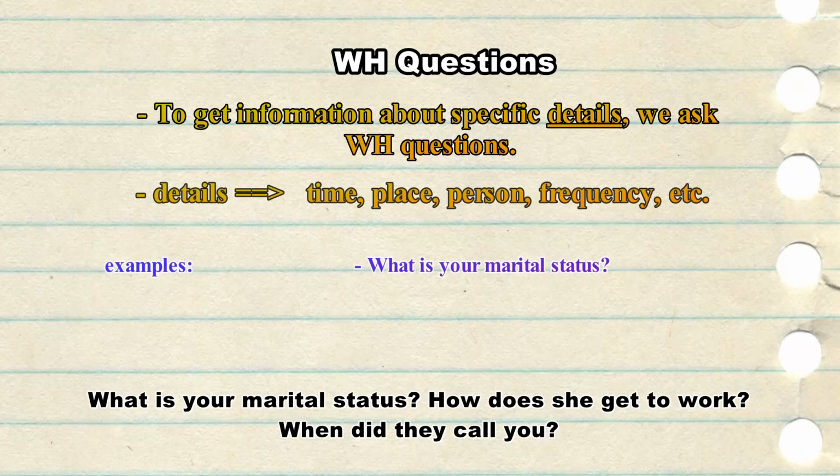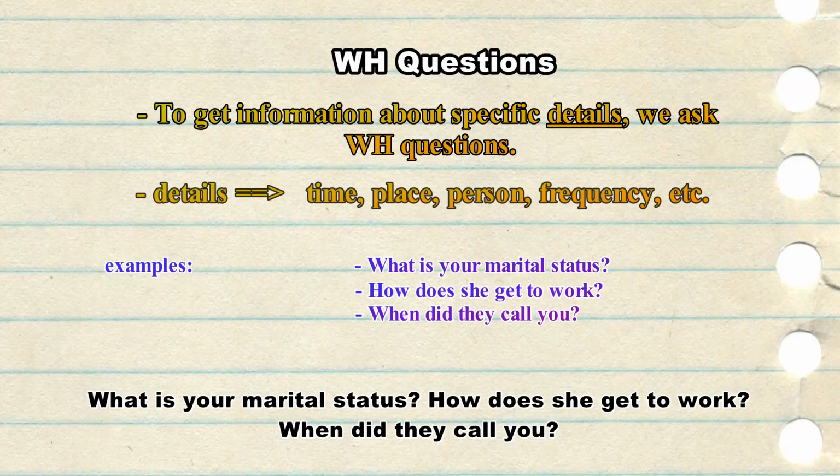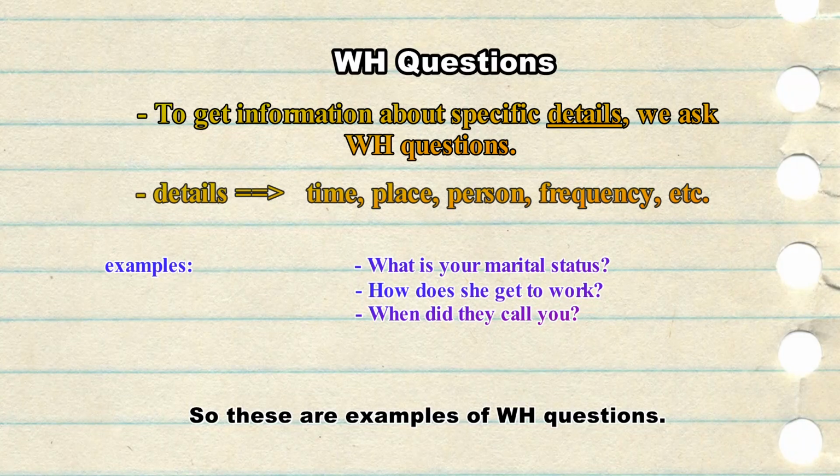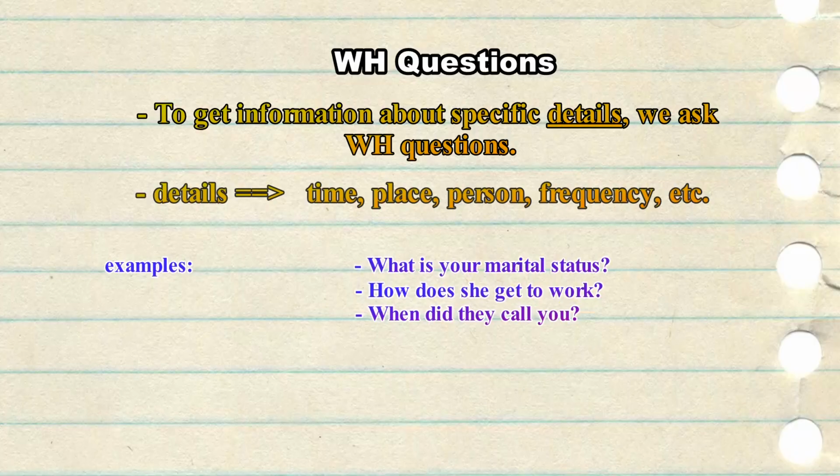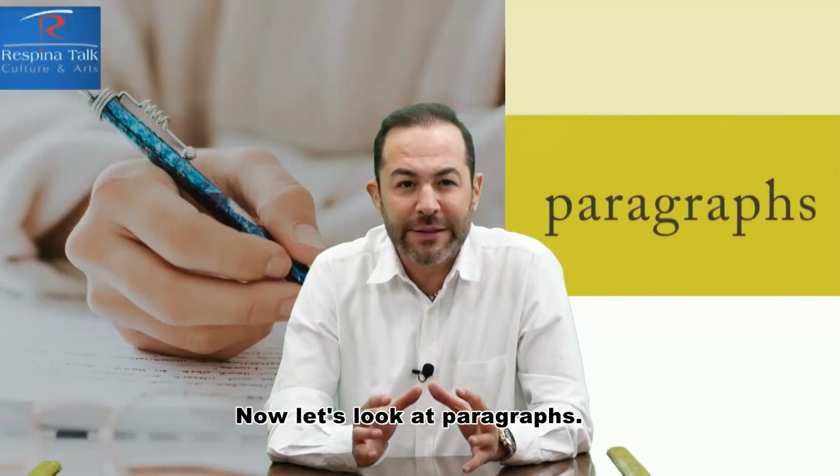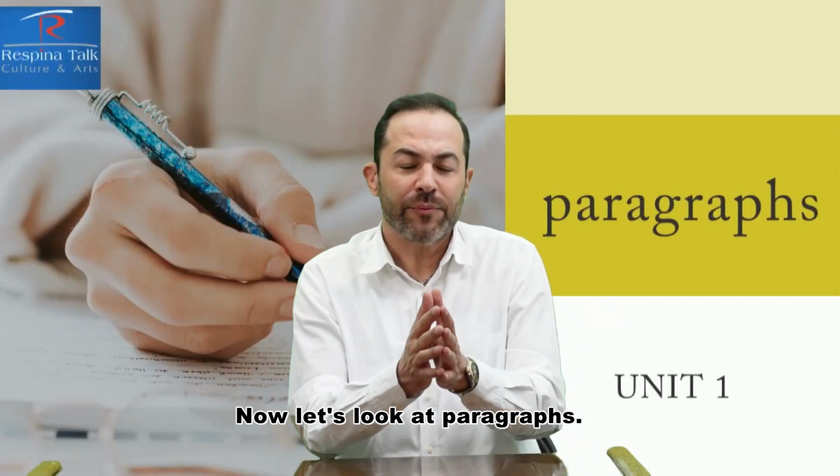What is your marital status? How does she get to work? When did they call you? So these are examples of WH questions. Now let's look at paragraphs.